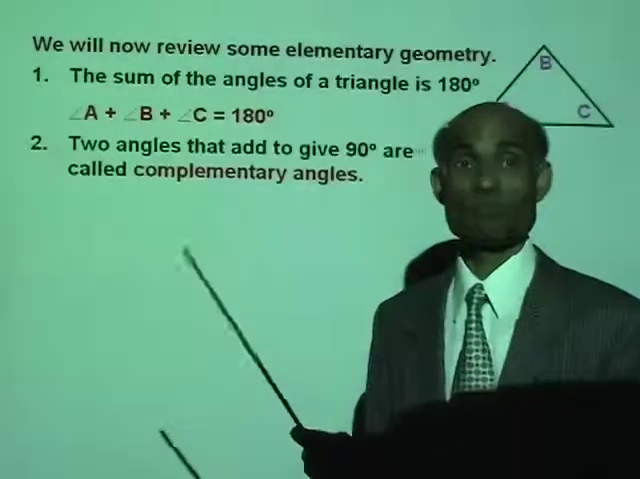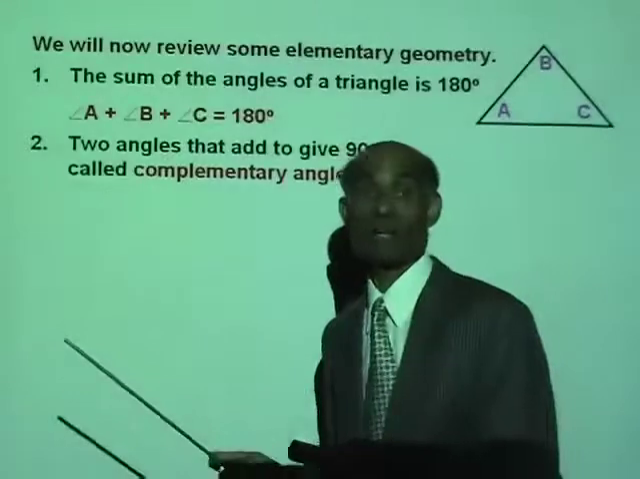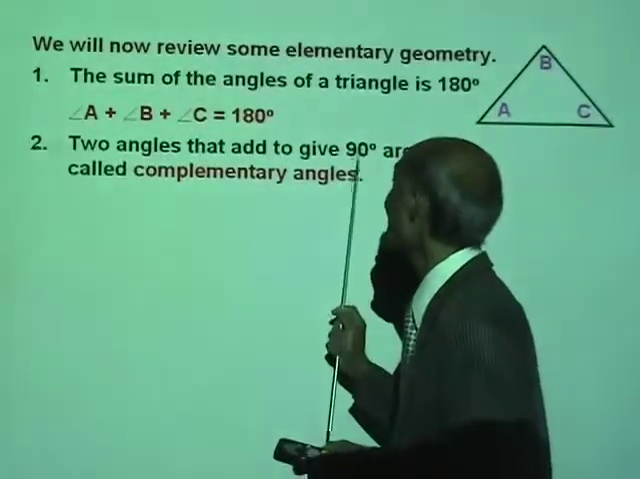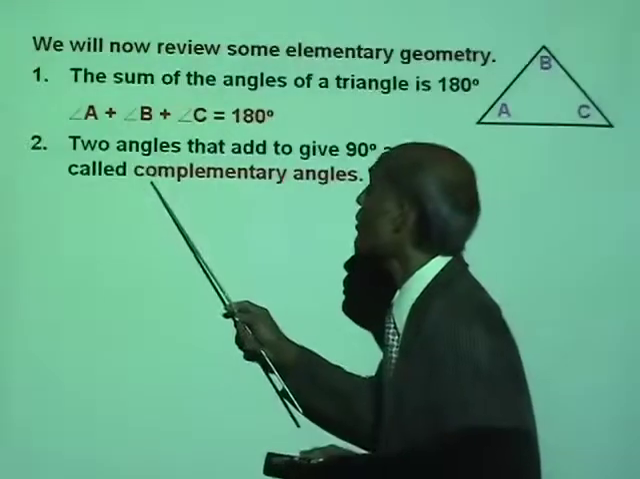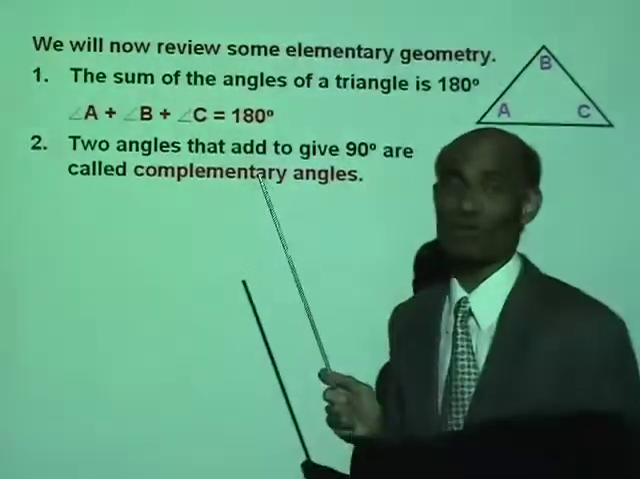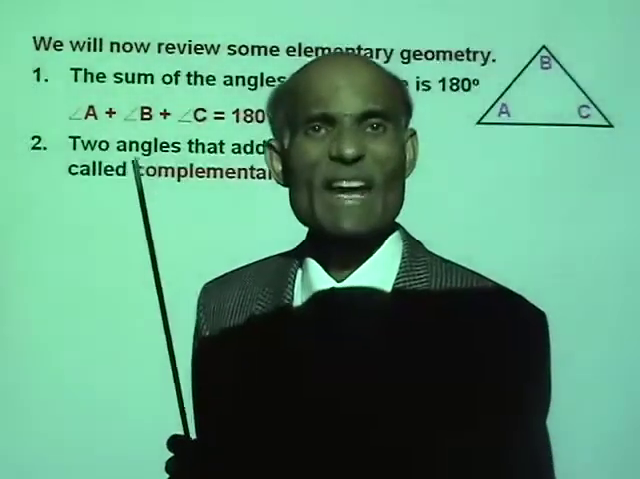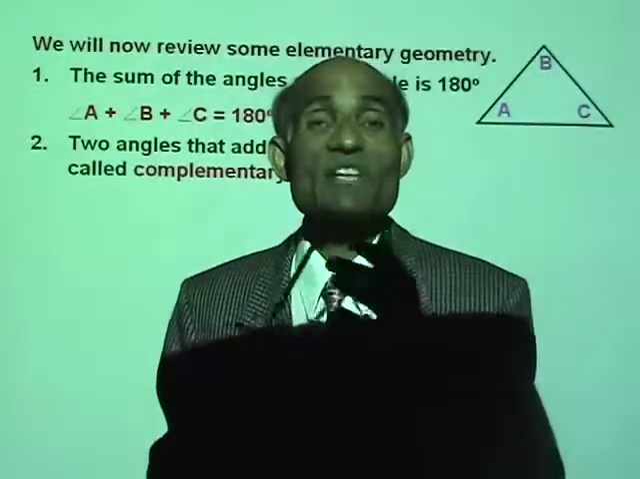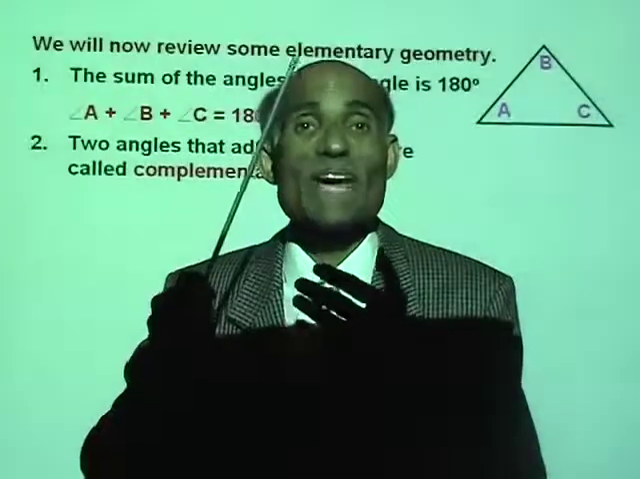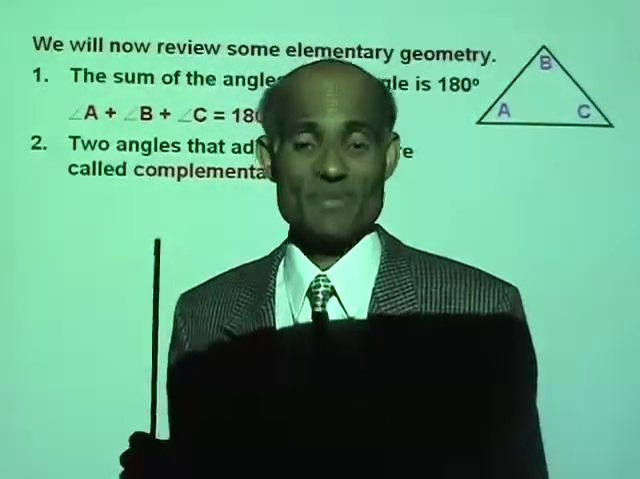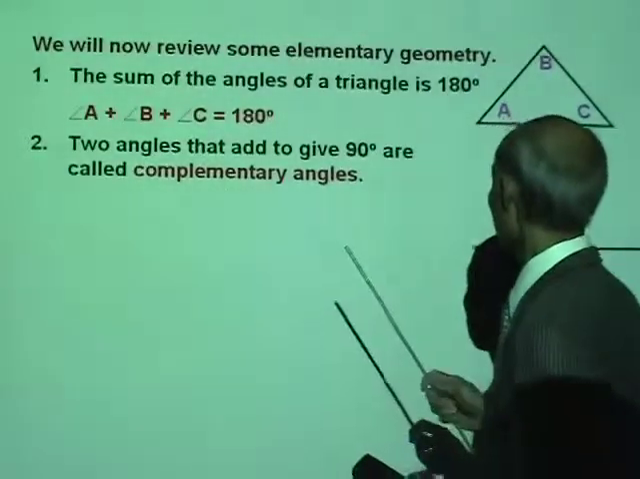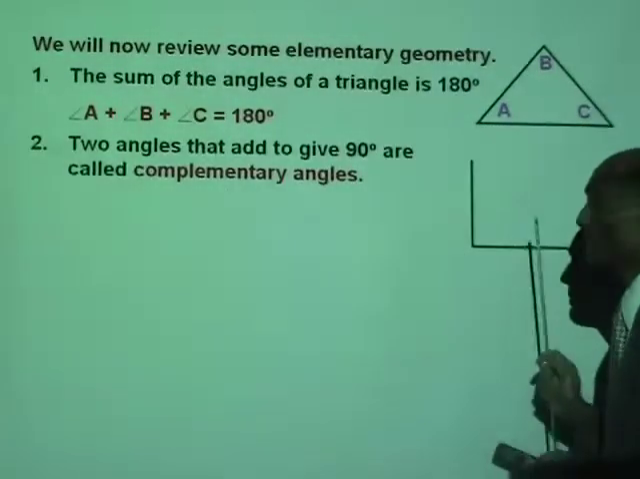You must know that. The second result, two angles that add to 90 degrees are called complementary angles. Now, do you know what a 90-degree angle is called? A 90-degree angle is called a right angle. Now, what are complementary angles? Now, here I have a right angle.